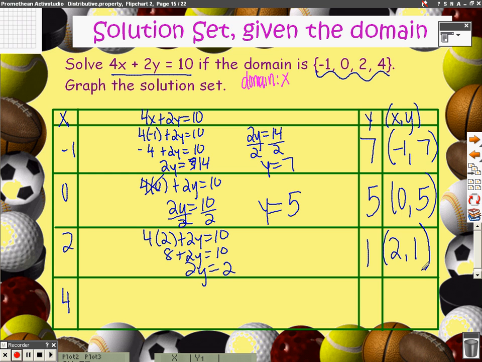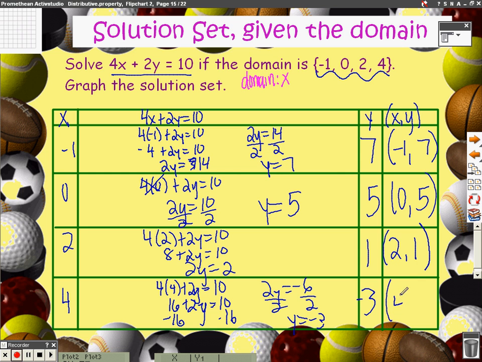Okay. Next one, it will be 4 times 4 plus 2y is equal to 10. Sorry about the penmanship. 16 plus 2y is equal to 10. I subtract 16 from both sides. 2y is equal to -6. Divide out by 2 and divide out by 2. y is equal to -3. So I can put in a -3 right here, and my point is (4, -3).